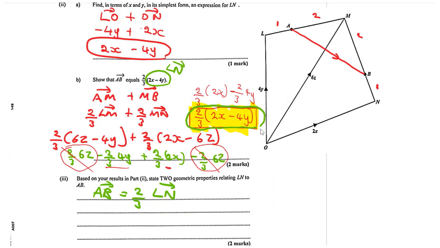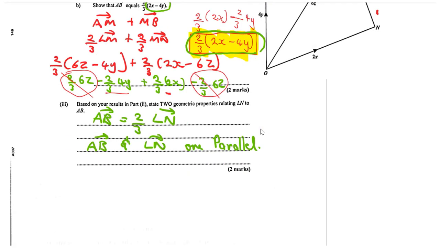When you can express one vector in terms of another vector, they are said to be parallel. So we can say that vector AB and vector LN are parallel. Again, let me reiterate. Once you can express one vector in terms of the other, they are parallel. Now let's move on.